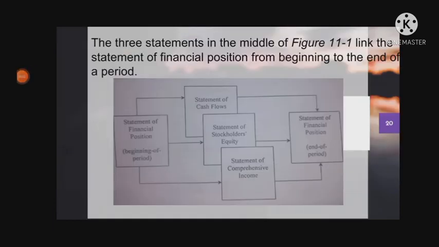The three statements in the middle of Figure 11-1 link the statements of financial position from the beginning to the end of a period. First, the statement of financial position from the beginning of the period; then the statement of cash flows, statement of stockholders' equity, and statement of comprehensive income; and last, the end of period statement of financial position. Relation of the four financial statements.